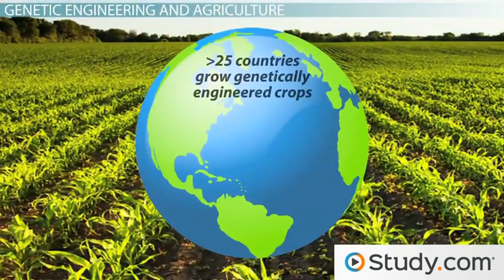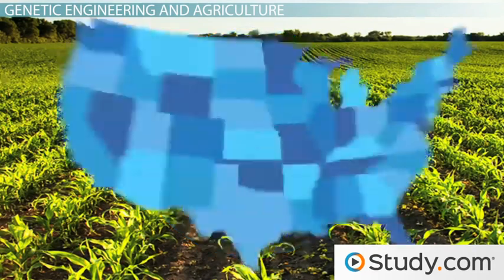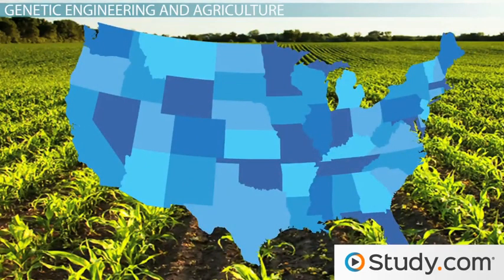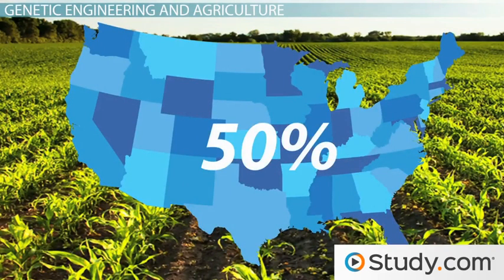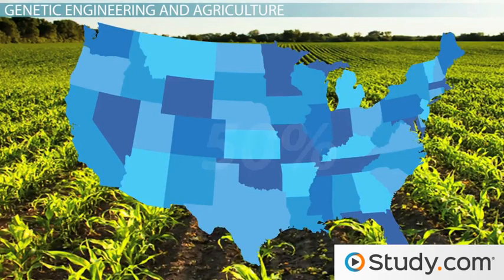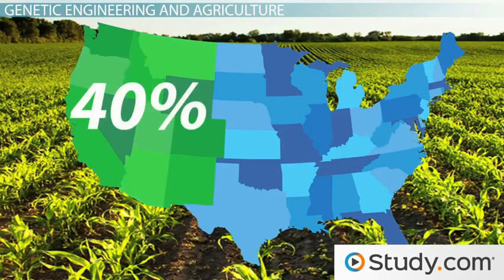Globally, there are over 25 countries that grow genetically engineered crops on approximately 420 million acres of land, and those numbers are increasing every year. The United States is responsible for producing almost half of the genetically engineered crops planted worldwide, and currently devotes over 40% of U.S. cropland to these modified crops.